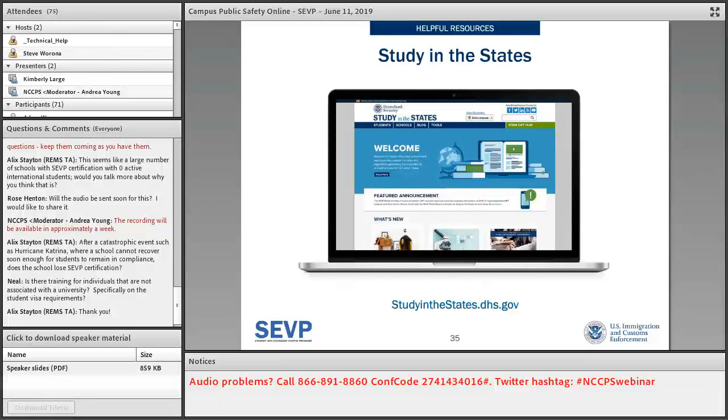It also has a section called a Help Hub, and in that Help Hub are user guides that will walk DSOs through step-by-step guidance on how to do certain actions, like, for example, registering students in SEVIS, or how to reduce course load in SEVIS, which was something that we just talked about in that last break. So really great resource, and it's always being updated as well.